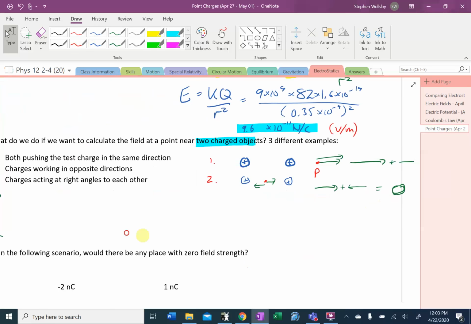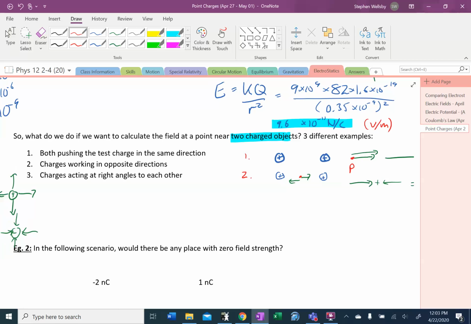Okay, what about example number 3? So now in example number 3, we've got charges that are acting at right angles. So let's say I've got a positive charge here, and let's say I've got a negative charge over here. Let's mix it up a bit. And this is my point right here.